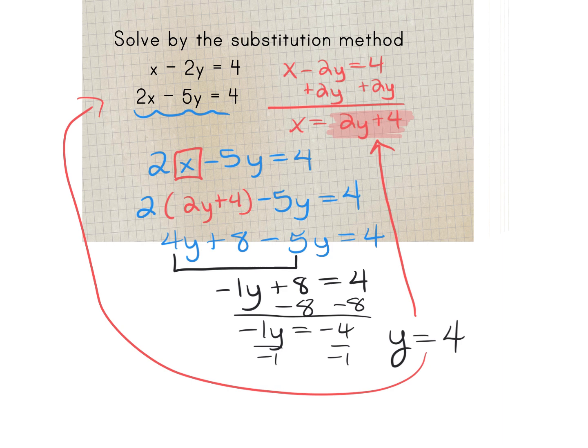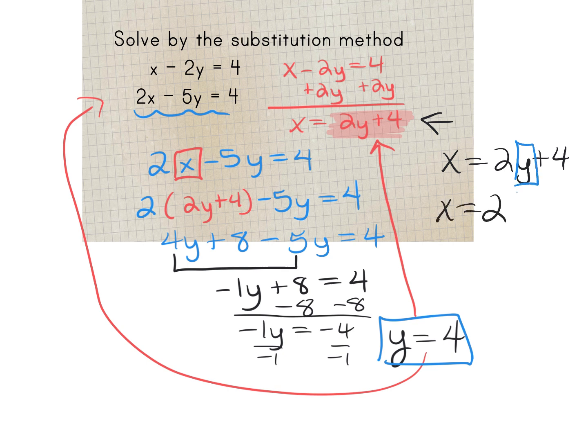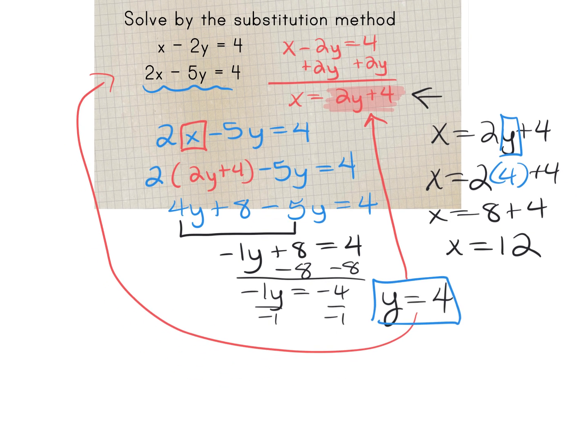But I'm going to take my rearranged equation, X equals 2y plus 4. I am going to replace y with 4. So X equals 2 times 4 plus 4. 2 times 4 is 8, and then 8 plus 4 is 12. So the solution to my system is the ordered pair 12, 4.